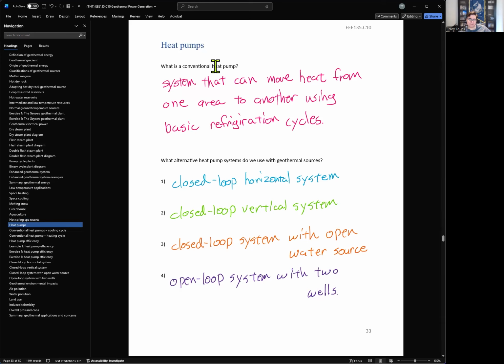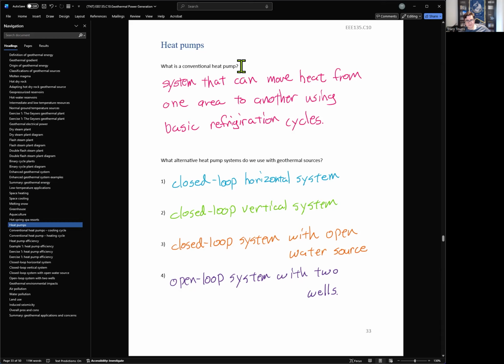Okay. So the last one is heat pumps. What is a conventional heat pump? This is a system that can move heat from one area to another using basic refrigeration cycles. It's basically like your air conditioner, how it cools your house down. You can do the opposite of AC and heat your house, right? As long as there's another source outside your house, you can pull heat from there and bring it into your house, okay?